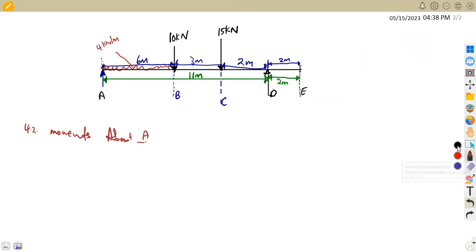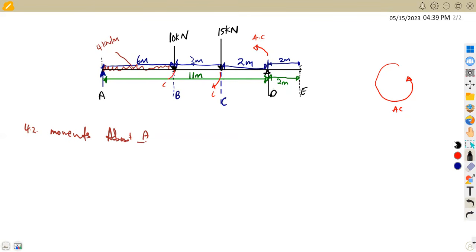Okay, so about A, what do we have? If we are to consider here, this is our A. So D is the major important part that we are supposed to calculate, which is moving this direction, like this, which is an anti-clockwise direction. Whereas the 10 kilonewton is moving back to this point, and the 15 kilonewton moving back to this point, which is a clockwise. So this is moving in the clockwise, this is in the clockwise.